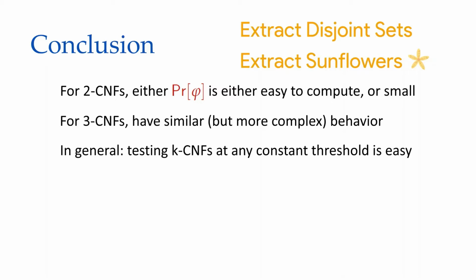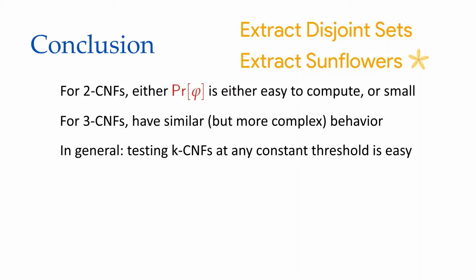In general, we can check if a kCNF has at least a rho fraction of satisfying assignments whenever rho is a fixed rational whose denominator is constant. And this result emerges from a more sophisticated application of these basic techniques of looking for disjoint sets and sunflowers.